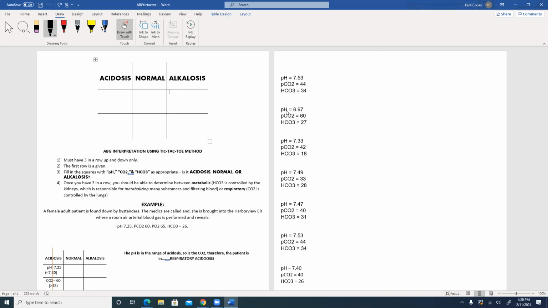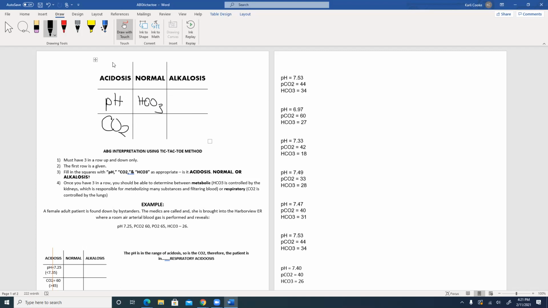One more. pH 6.97. Normal pH is 7.35 to 7.45. Obviously, 6.97 is much less. A low pH is going to be acidotic. CO2, 35 to 45. This CO2 is high. A high CO2 is going to be acidotic. Bicarb, 21 to 28, 27 is normal. So I'm just going to slide that right on in here, right?